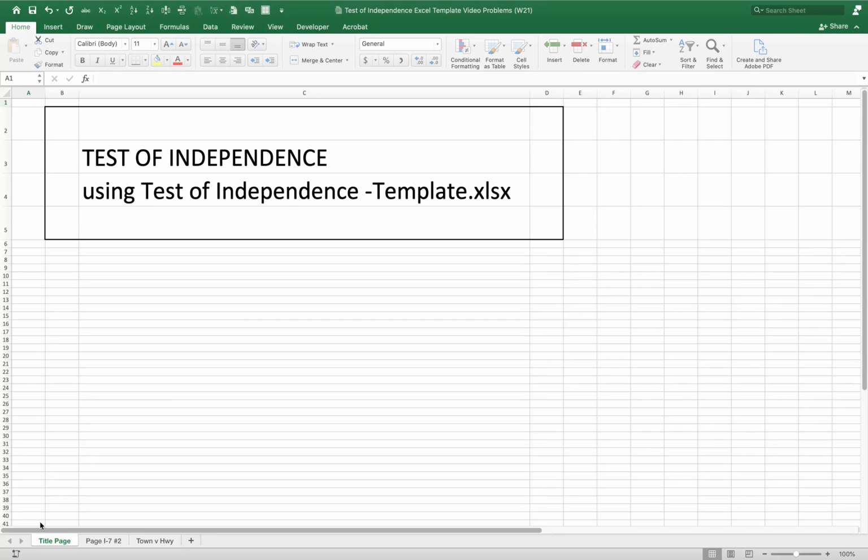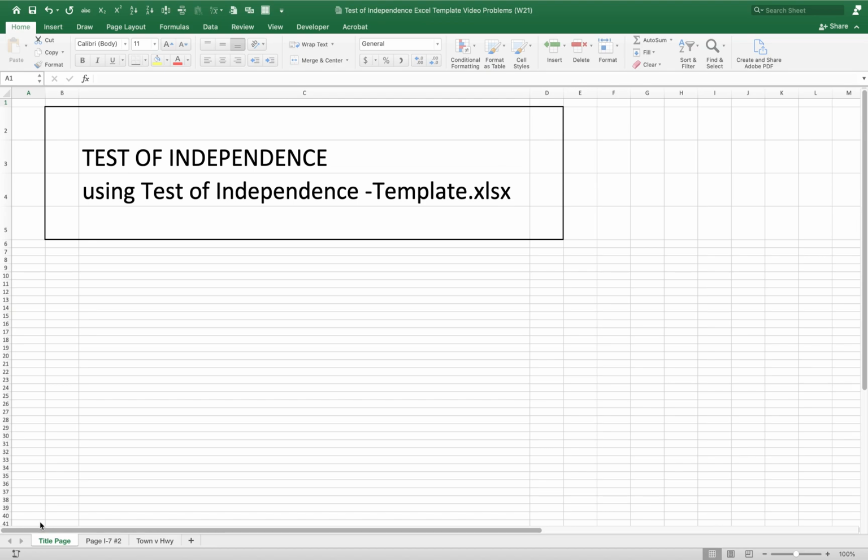Hey ladies and gents, today we're going to take a look at how to do a test of independence using a test of independence template, one that I built for you and should make your life a lot easier when you're doing the big project.